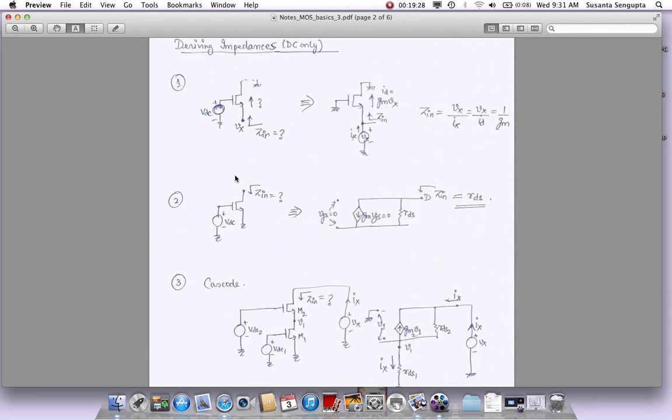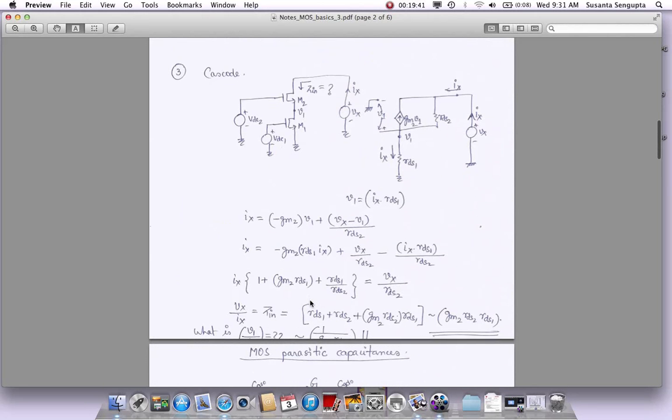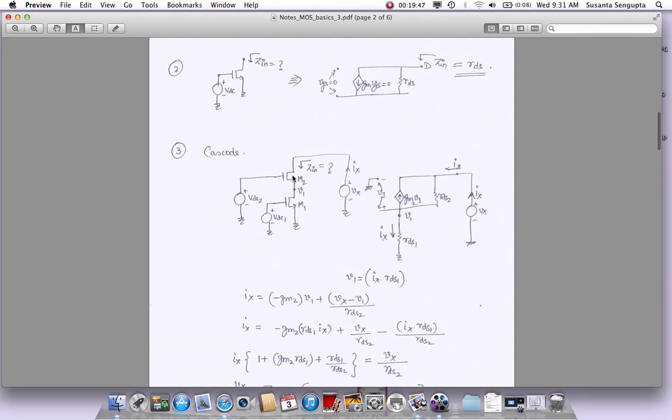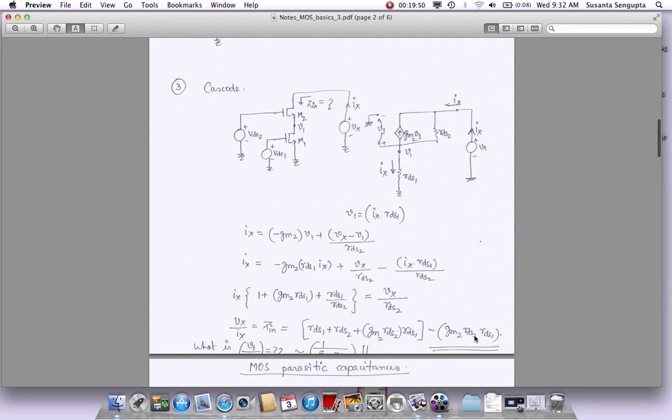But if I put another device in series with it, which is this M2, so I have the same M1 here, but I put a device M2 in series with it, that actually helped boost this impedance by a significant amount. By how much? By the gain of the second stage. Typically this GM times RDS product is the gain of a particular stage, voltage gain, as we have seen previously. So putting another stage in series with the original device helps boost the output impedance almost by the gain of this extra stage that we are putting in.